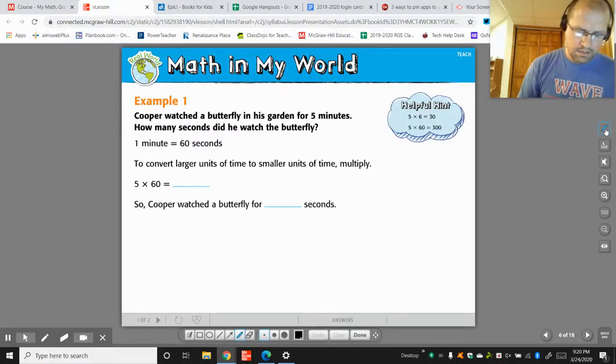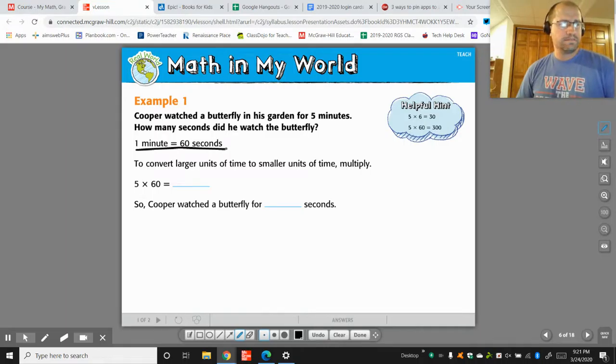Cooper Meyer watched a butterfly in his garden for 5 minutes. He went outside and got some fresh air, and he's seen a butterfly already, probably a monarch. We want to know how many seconds that is from his 5 minutes. So we know that 1 minute is 60 seconds. To convert the larger units of time to smaller units of time, we have to multiply. So that means we've got to take 60.